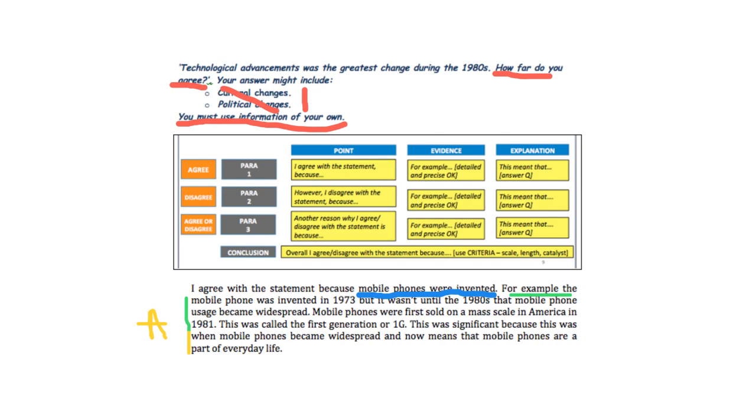Now, with all good exam questions of these long type, these 16 markers as they would be on a GCSE paper, you need to make sure that you have a conclusion. So follow the structure. Overall, I agree with the statement because technological advancement was the greatest change during the 1980s. This was because of the invention of the mobile phone and the invention of computers, which are really important to our current way of life. Something along those lines. Okay, and that should be it.